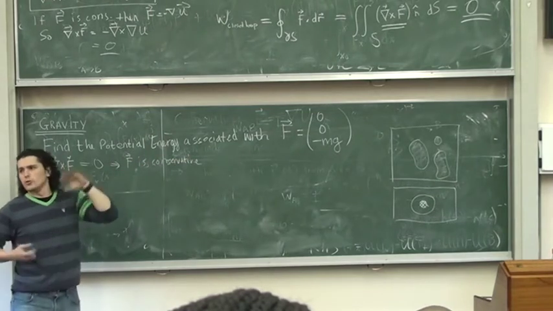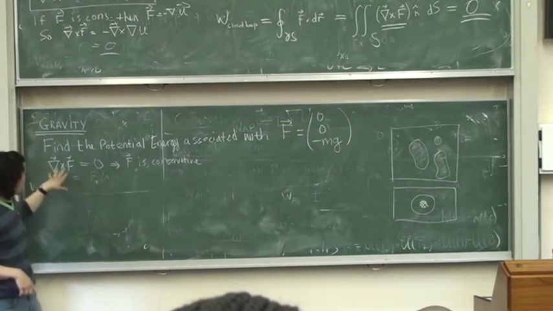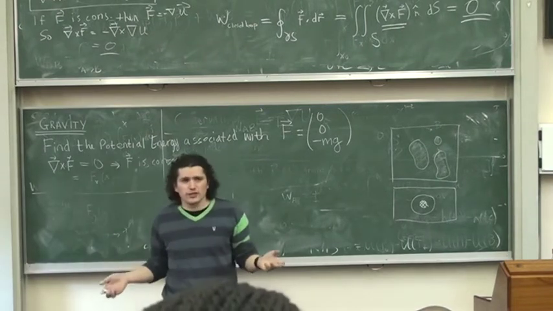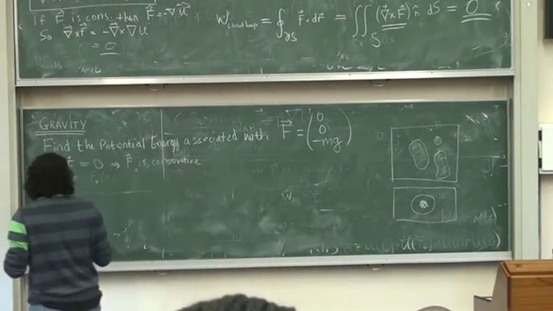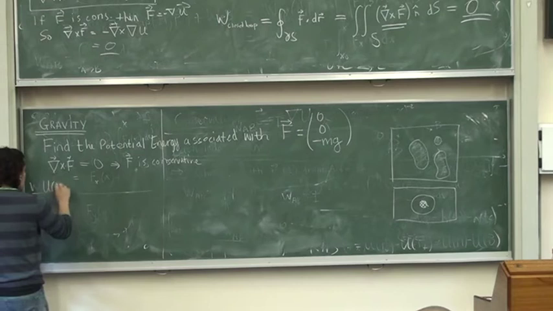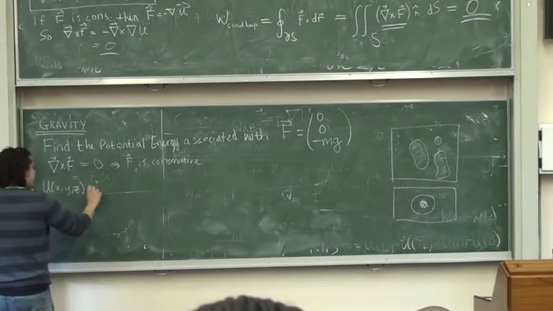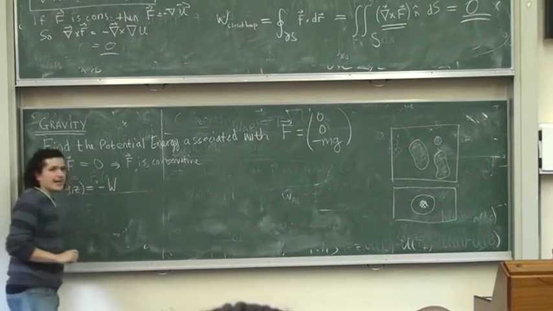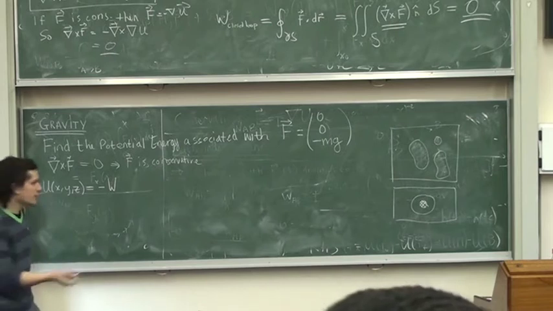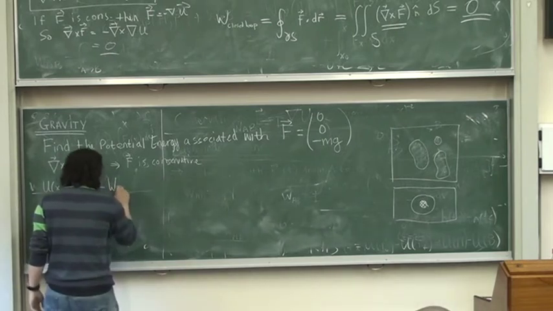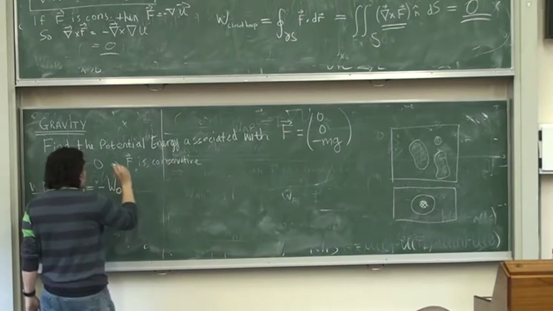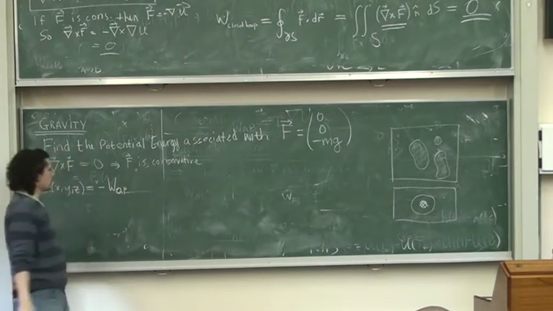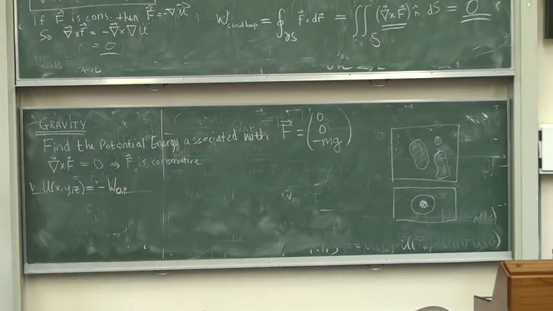3D space with no exclusions or anything is simply connected. I can use this, and I can say F is conservative. Let's compute the potential function. What did we say was the potential function? We said U of x, y, and z is defined to be minus the work done in going from some reference point, which I'll conveniently choose to be 0, but you can choose it to be anywhere, to my point x, y, z, which I'll call P. That's how we define it.